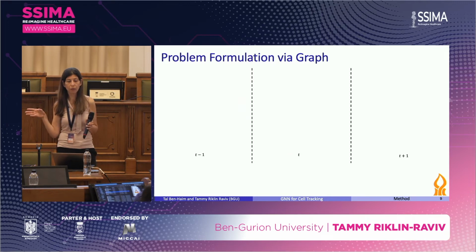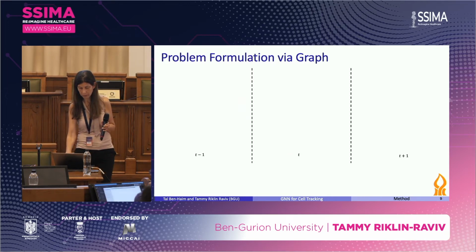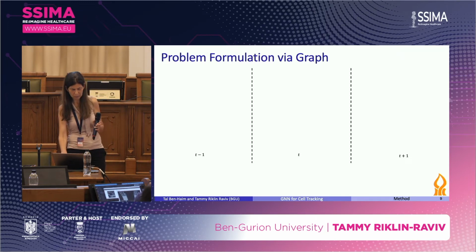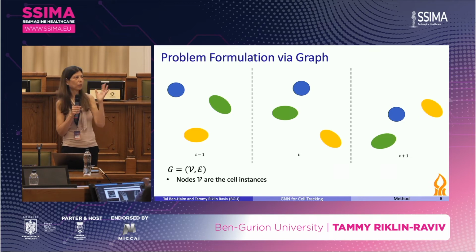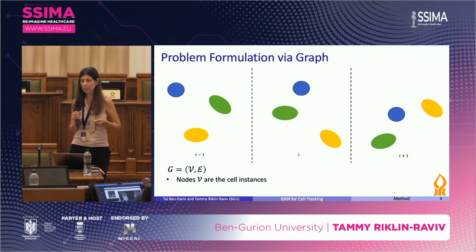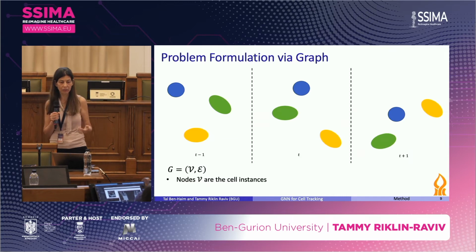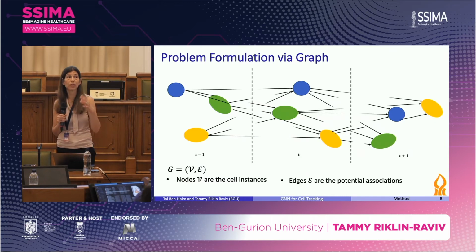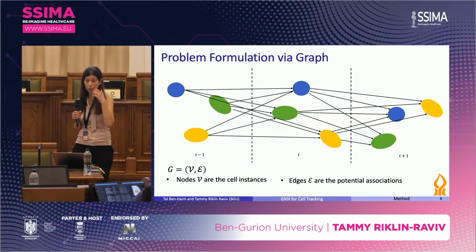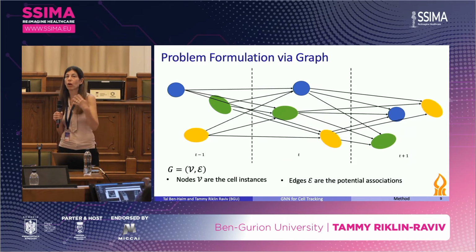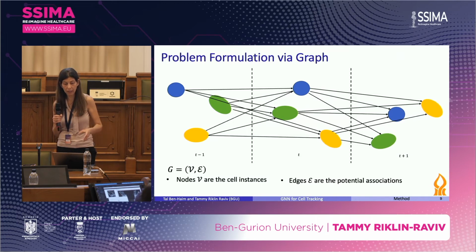In order to formulate the problem using graphs, let's consider 3 consecutive frames. We define a graph by G. We have vertices, where each cell instance is a vertex in the graph, and we have edges, and these are the potential connections. These are not necessarily the final connections, but the potential ones, and we assume there are connections only between consecutive frames, and they have a very well-defined direction.